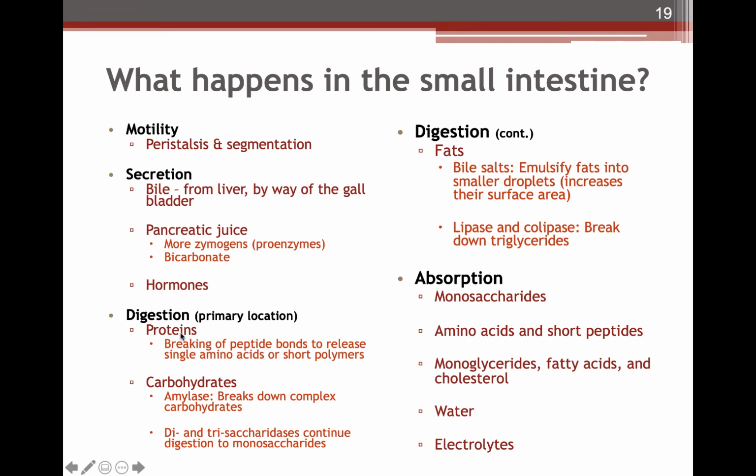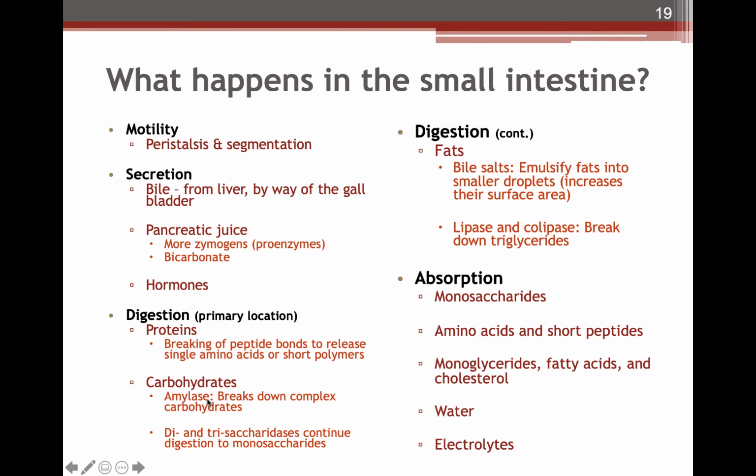So this is where proteins are broken down. Lots of enzymes are breaking these huge, massive proteins down into either single amino acids or short polymers: dipeptides, tripeptides, oligopeptides. Remember, oligo means a few. So very short fragments. And then carbohydrates are further broken down by pancreatic amylase.